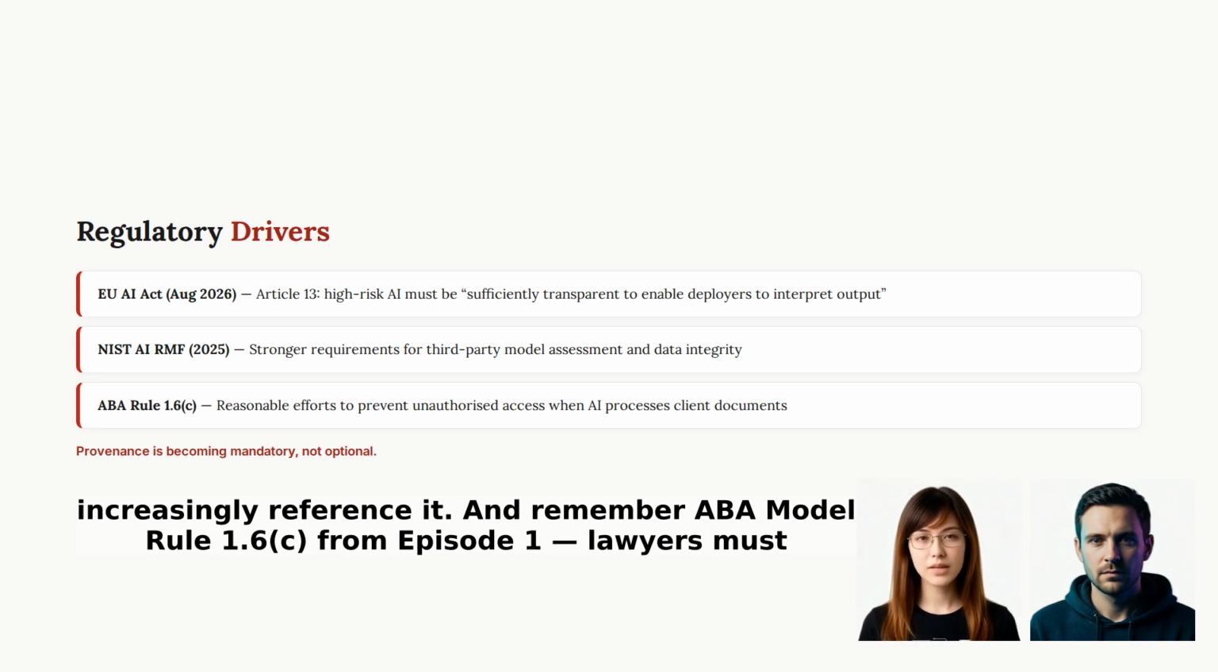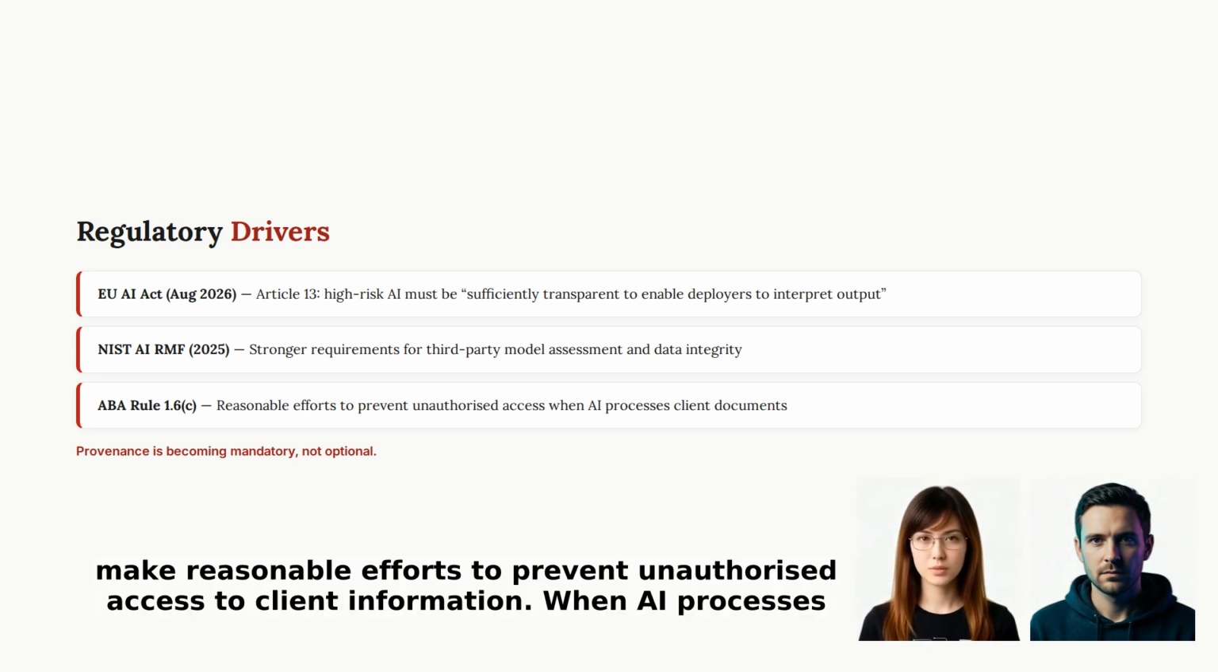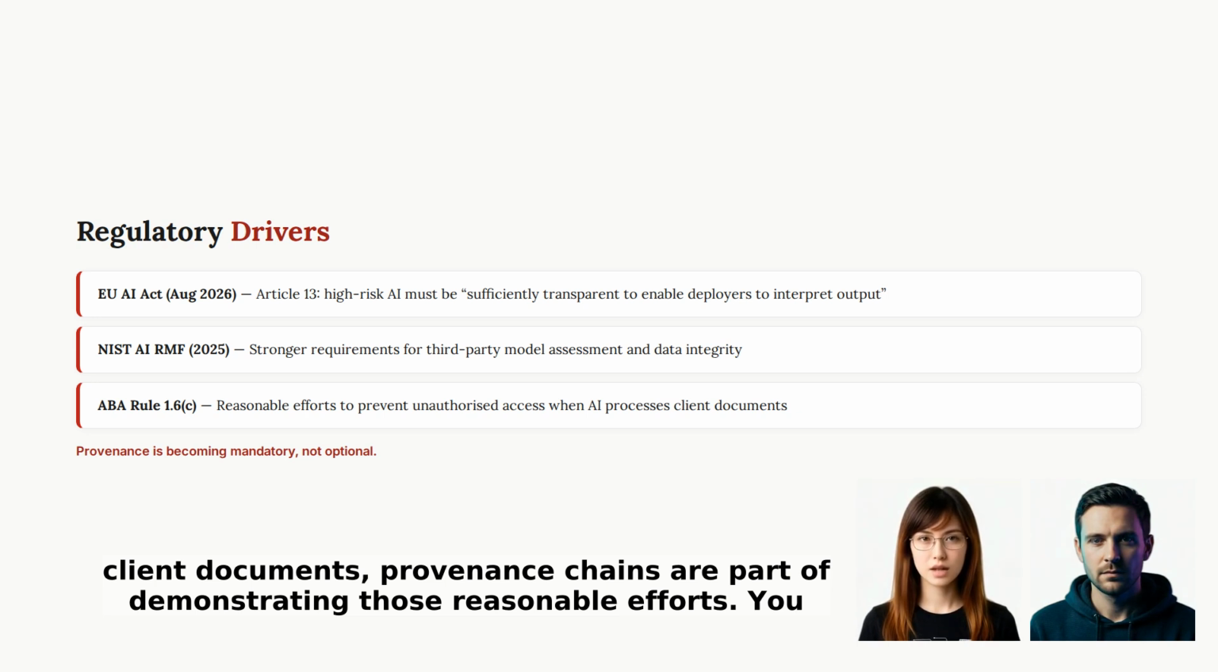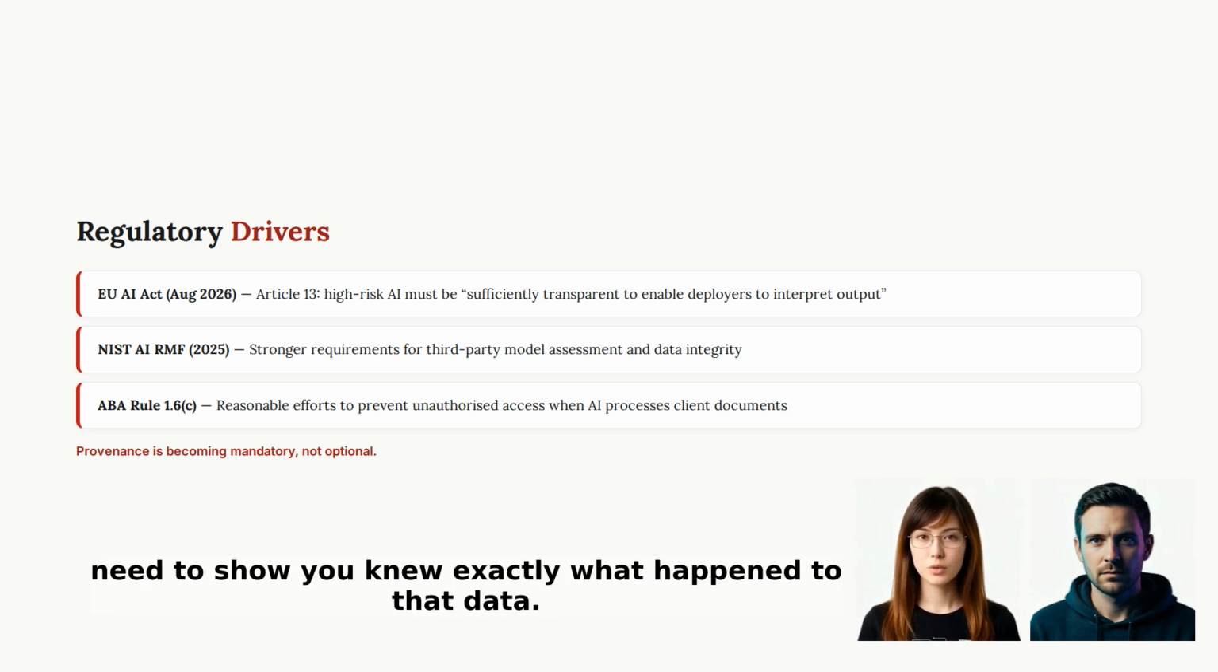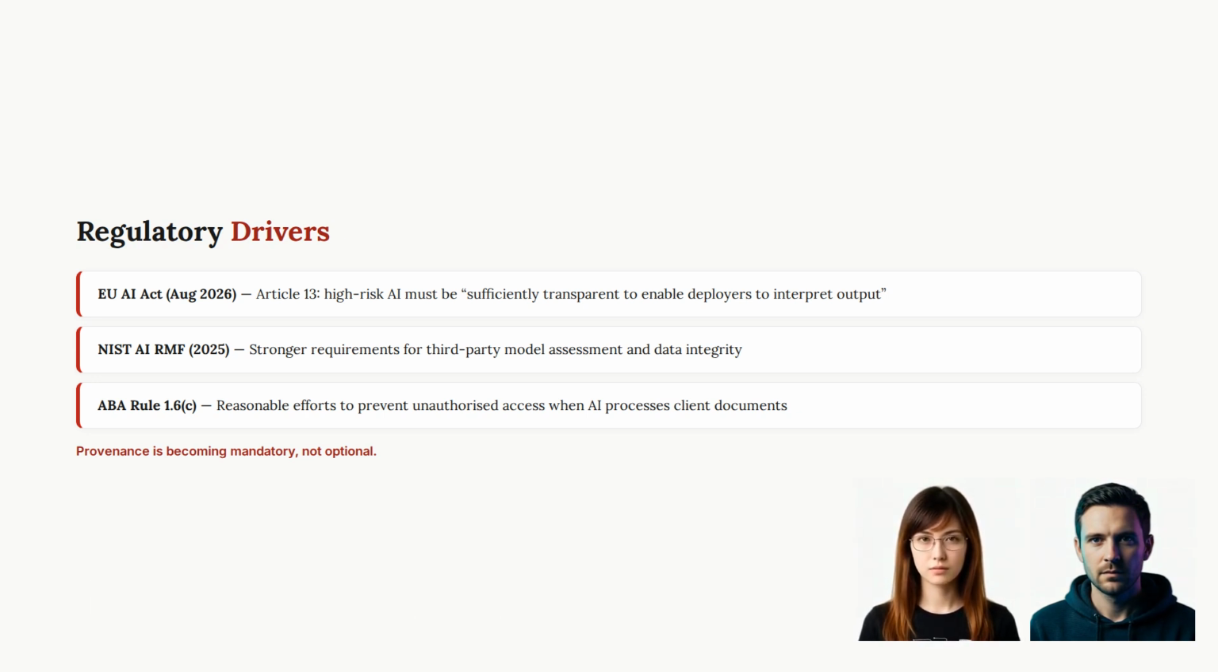And remember ABA Model Rule 1.6c from Episode 1? Lawyers must make reasonable efforts to prevent unauthorized access to client information. When AI processes client documents, provenance chains are part of demonstrating those reasonable efforts. You need to show you knew exactly what happened to that data.